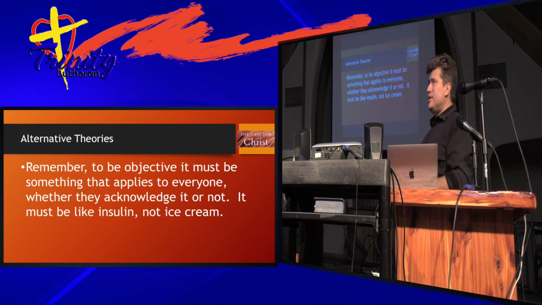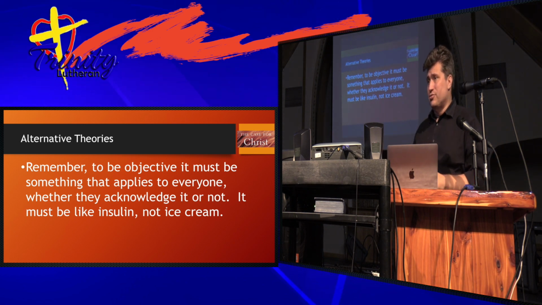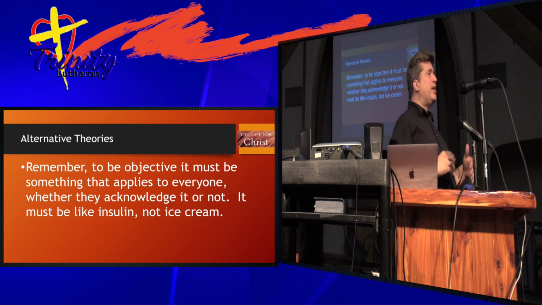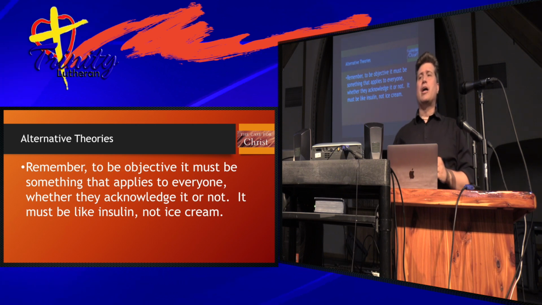Now, this does not mean that other philosophers have not tried to come up with explanations for how morality could exist without God. But the important thing when you're evaluating these other arguments is to remember it has to be objective. Remember, we talked about objective versus subjective.